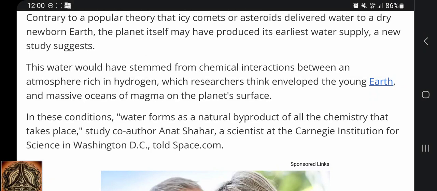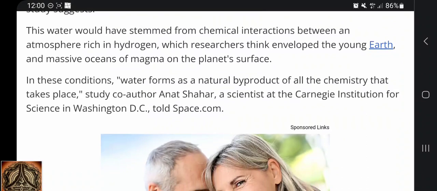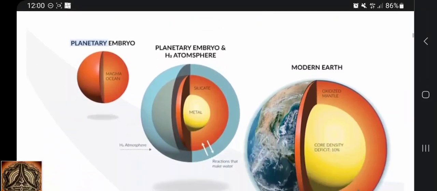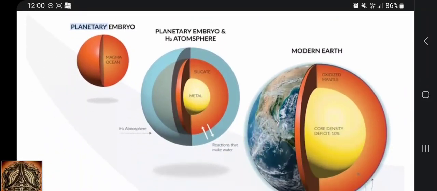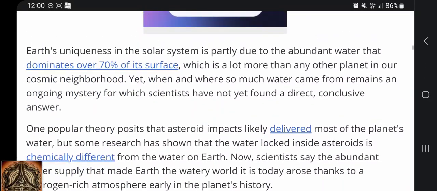But anyway, this water would have stemmed from chemical interactions between an atmosphere rich in hydrogen, which researchers think enveloped the young Earth, and massive oceans of magma on the planet's surface. Under these conditions, water forms as a natural byproduct of all chemistry that takes place. Yeah, every chemical reaction is electrical in nature. But study co-author Anand Shahar, of the Carnegie Institution for Science in Washington, D.C., told Space.com. Planetary embryo. Yeah, let's go just through. I leave it up to you to think about that.